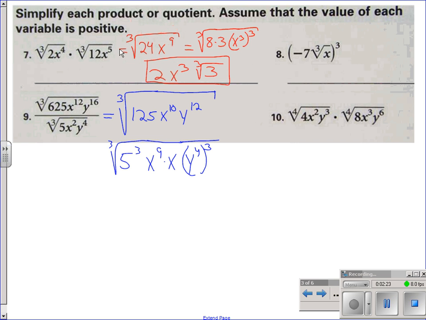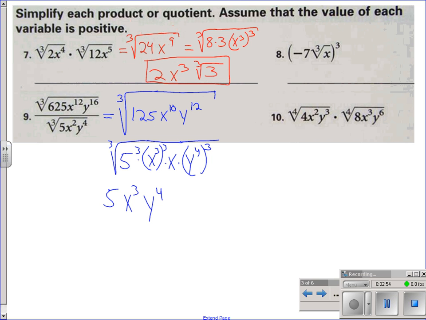I'm going to rewrite this x to the 9th. That x to the 9th is x cubed to the third power. So now I break this up because it's multiplication there, there, and there. Cube root of 5 cubed is 5. Cube root of x cubed raised to the third power again is just that x cubed. The cube root of y to the 4th that's raised to the third power is just y to the 4th.